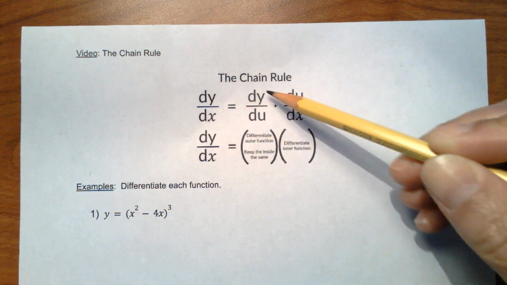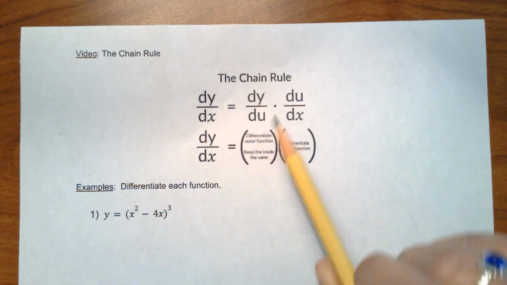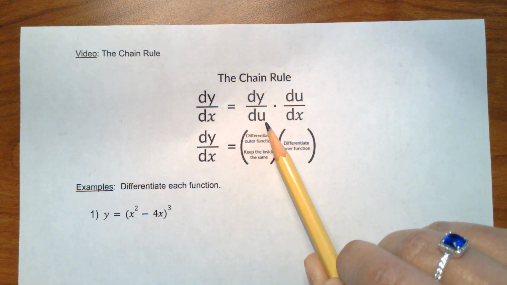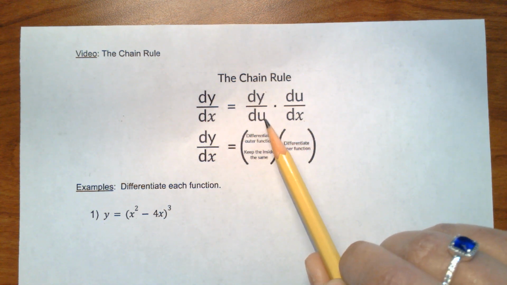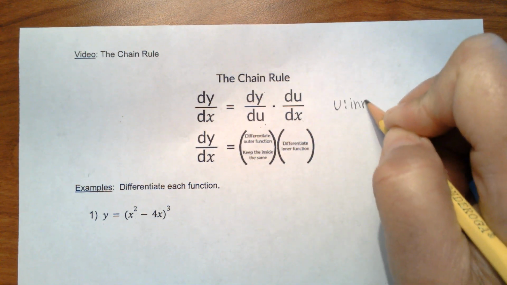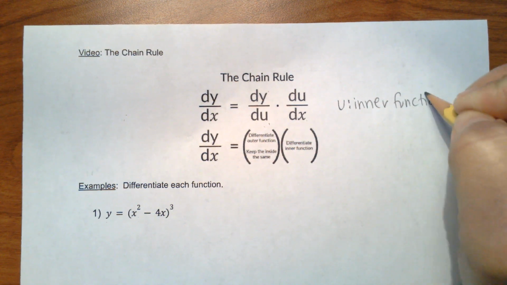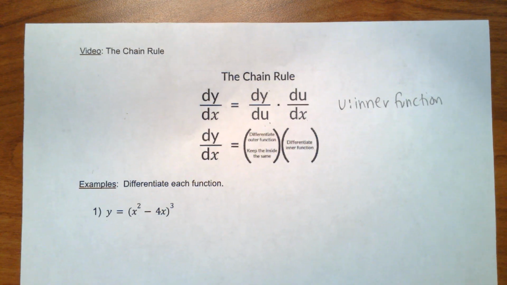So we know we have x and y, and in this equation that we're going to differentiate, we have x and y. But you see we have another variable, a u. Where does that come in? What u is going to come into play is it's going to be our inner function. And I'm going to explain that to you right now. What do I mean by the inner function?